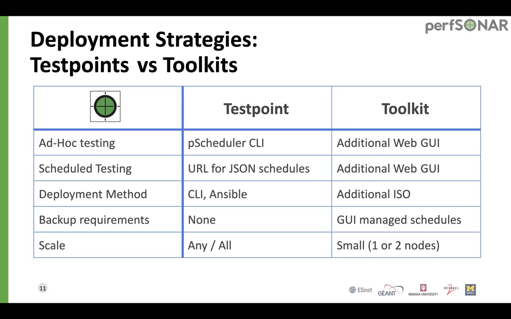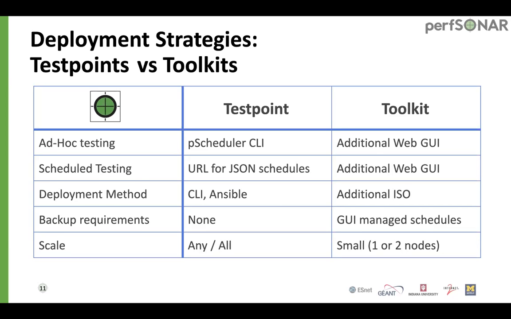But once you start to try to scale perfSONAR, it quickly becomes a good idea to abandon the toolkit in favor of a test point. The reason for that is it has less overhead with the web GUI and everything else. But when you use that web GUI to create schedules, it creates volatile data on the toolkit in the form of a schedule that, if you want to preserve, you have to back up. So suddenly that node has non-volatile data, and you have to have a backup strategy and whatnot.